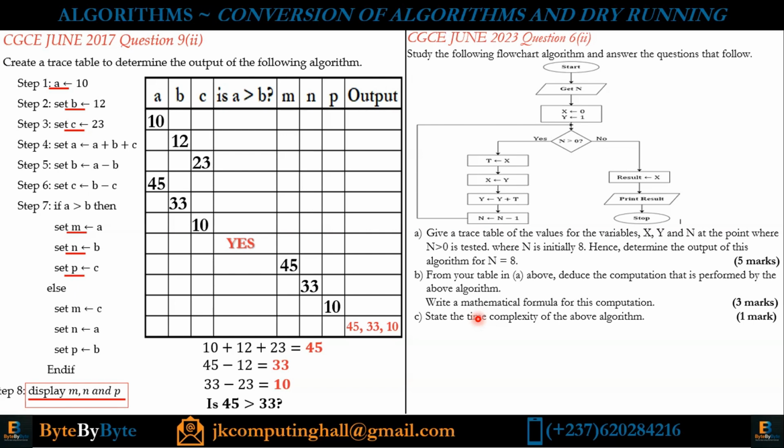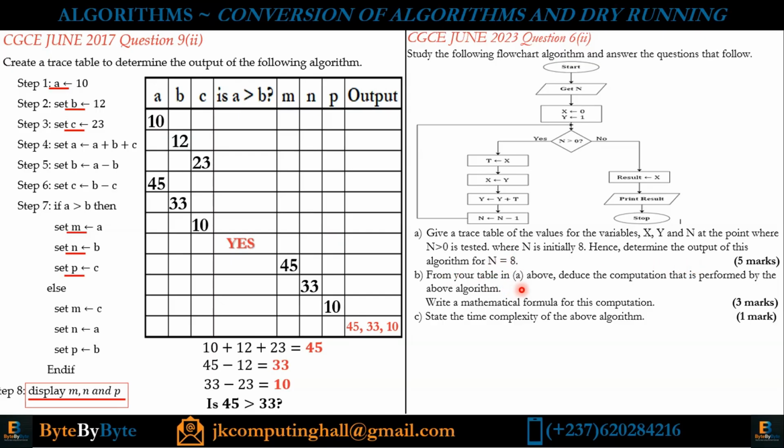The question says, study the following flowchart algorithm and answer the questions that follow. You have the algorithm represented in a flowchart. Part A: give a trace table of the values for the variables x, y, and n at the point where n is greater than 0 is tested, where n is initially 8. Hence, determine the output of this algorithm for n equals 8.